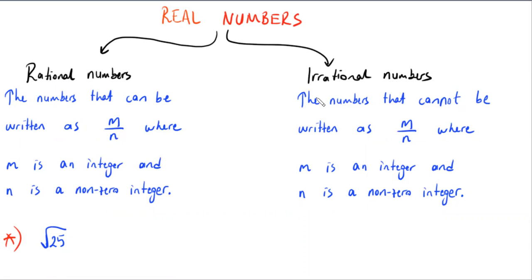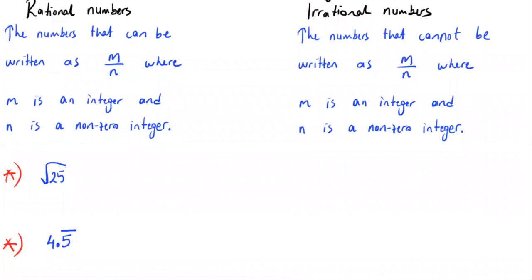So if we can write a number as m over n, or if we can write a number as a fraction, then we can say that this number is a rational number. If we cannot write that number as a fraction, then we can say it is an irrational number. So before we get to the examples, let's see some specific cases.